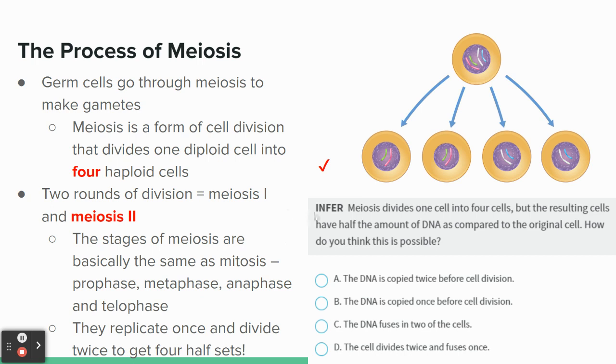So meiosis divides one cell into four cells, but the resulting cells have half the amount of DNA as compared to the original cell. How do you think this is possible? Well, it's B. The DNA is copied once before cell division, and then when it goes through the second cell division, there's no copying. And so you go from double to normal amount to half.